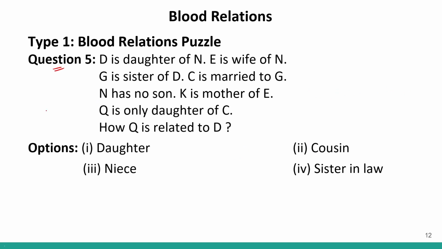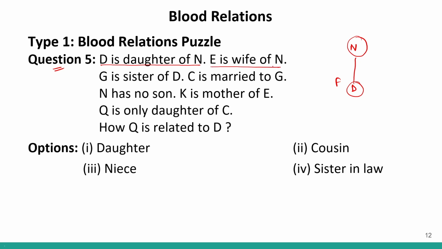Question number 5. This much information is given to us. Let us draw the family chart. D is the daughter of N. So D would be female, daughter of N. N's gender we cannot assume.